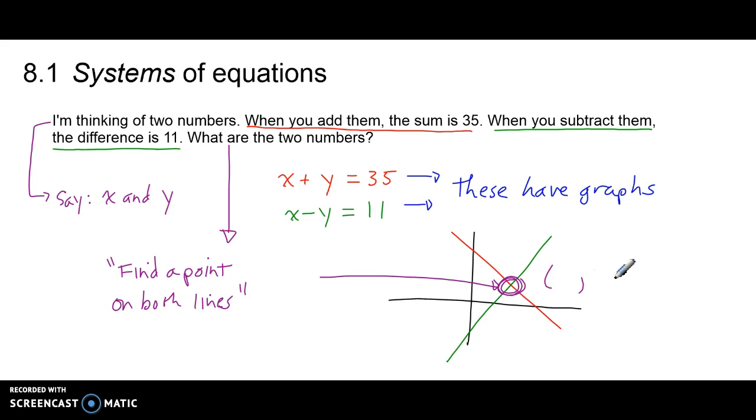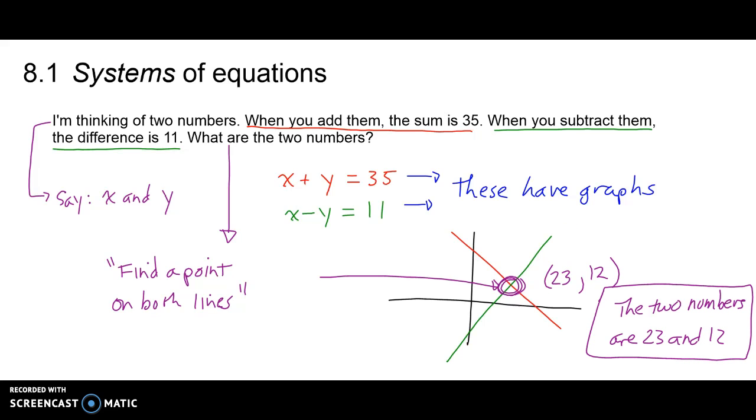So there's going to be some sort of x-coordinate and some sort of y-coordinate, and that's the hard part of the problem. It's easy to see that there's an intersection, but saying what that intersection actually is is kind of tricky. In this case, it comes out to be 23 and 12, which means the two numbers, remember it's a word problem, are 23 and 12. This technique is something we're going to call the graphing technique, and it's our most rudimentary, most basic starting technique.